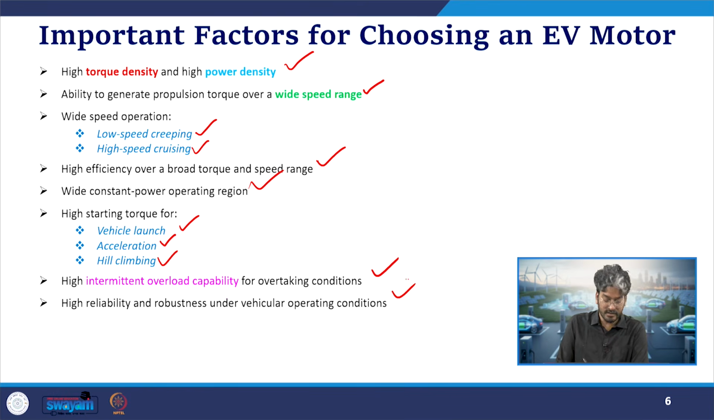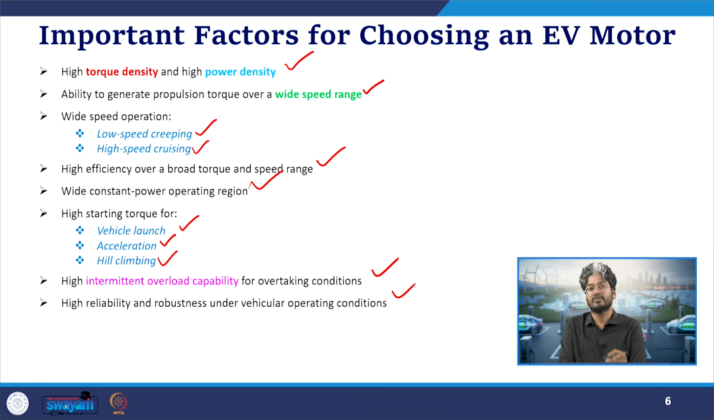High reliability and robustness, because compared to the other motors which are used in our industrial drives, there the motor will be stationary. We rarely move the motor, which sits on a test bed where the motor is fixed. Whereas in this case, the motor will be moving with the electric vehicle, so it should be more robust and reliable under such harsh working conditions.